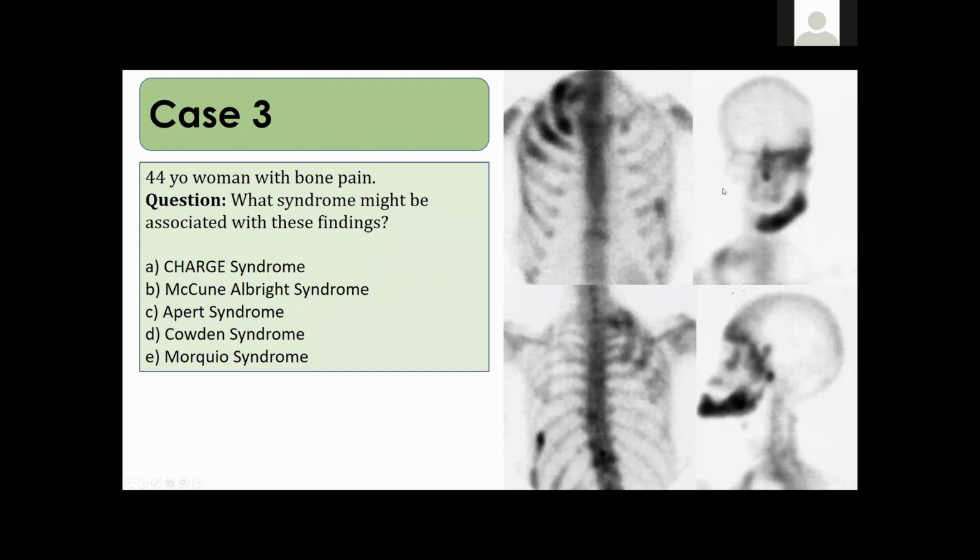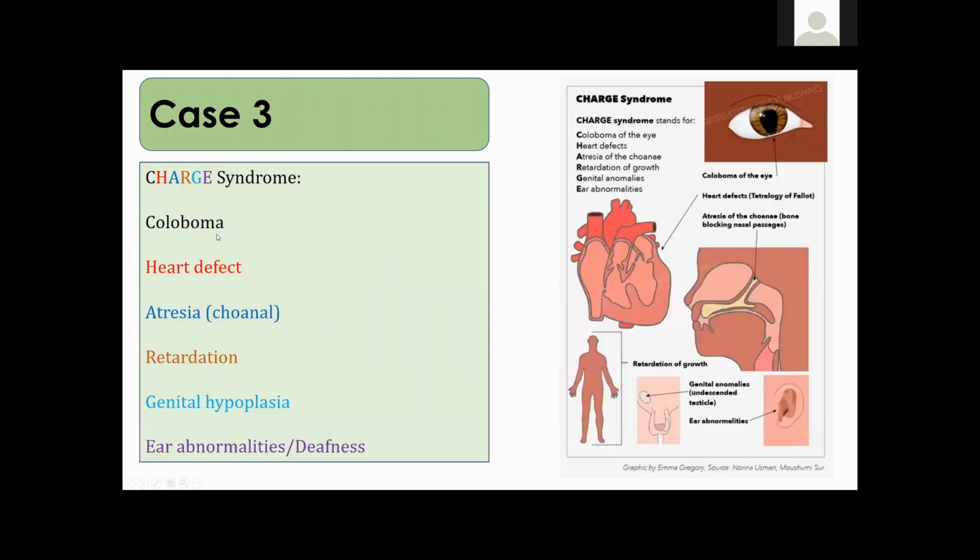All these are suggestive of polyostotic fibrous dysplasia, like in case of McCune-Albright syndrome. This is polyostotic fibrous dysplasia with precocious puberty and the café au lait spots. So what is Charge syndrome? Charge syndrome is, briefly, coloboma, heart defects, choanal atresia, retardation, and genital hypoplasia, as well as ear abnormalities like deafness.